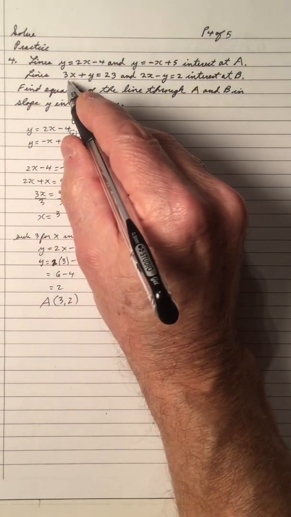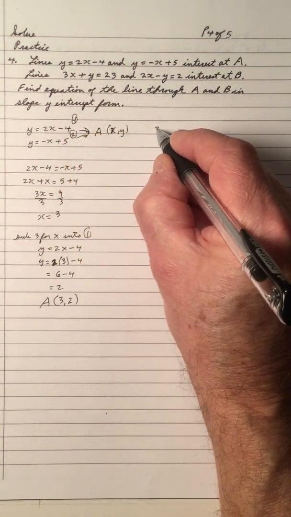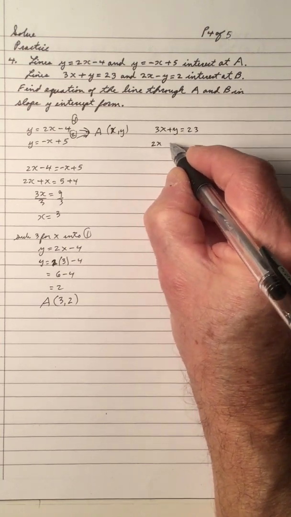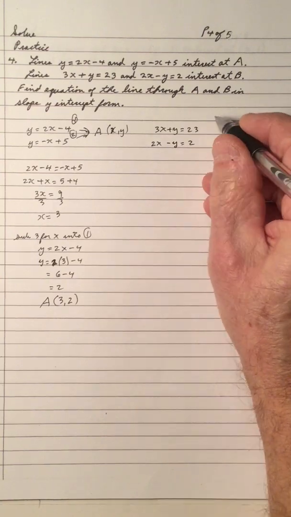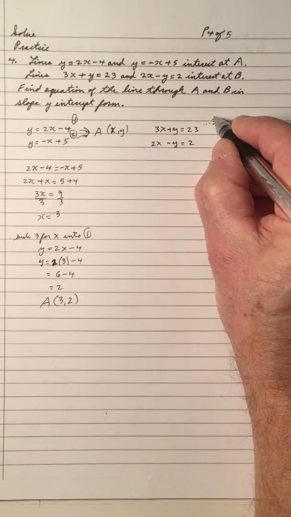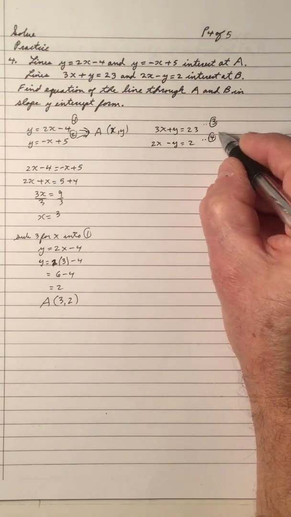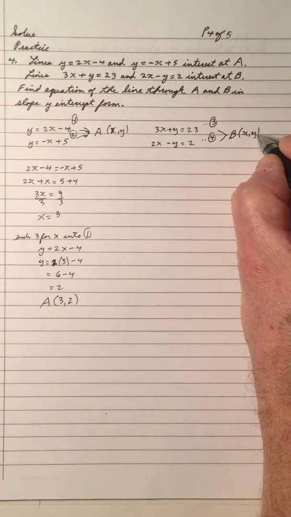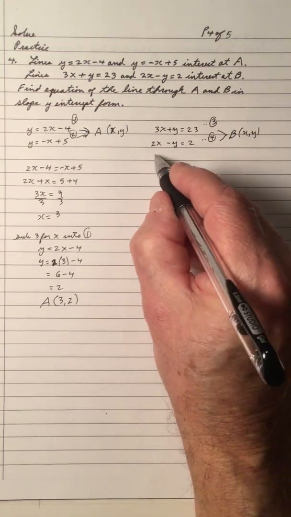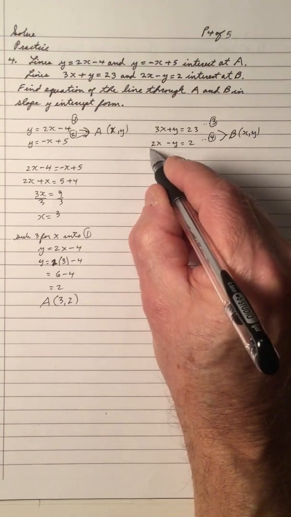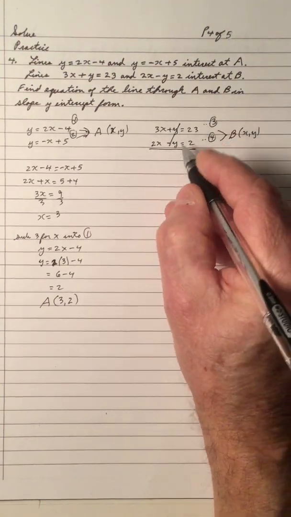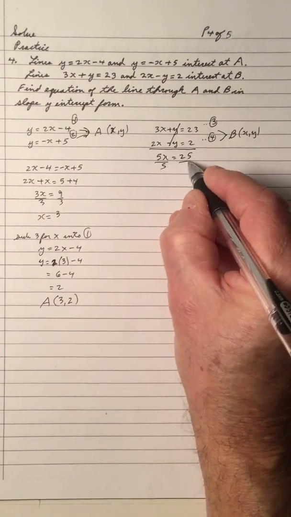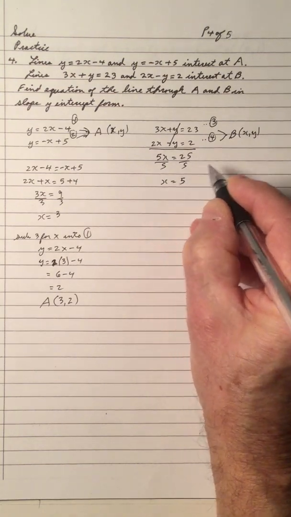Now we have another 2 lines. So we have 3x plus y equals 23, and 2x minus y equals 2. Let's call this equation 3, and this equation 4, and those two equations are going to intersect at B. So we'll find the coordinates of B now. We're going to solve these two equations. Notice that they're perfect for us. We just draw a line and add, the y's cancel out. So 5x equals 25, divide by 5, x equals 5.